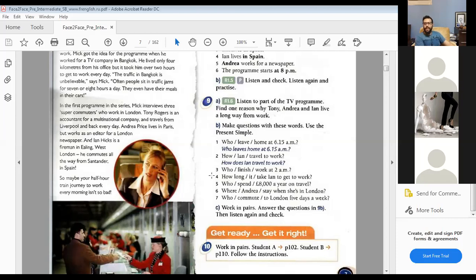Read question number 2, please. Where's my mistake? Read number 2, Hind. How does Ian travel to work? Now do number 4. No, I'm confused. No, thank you. How does Ian travel to work?